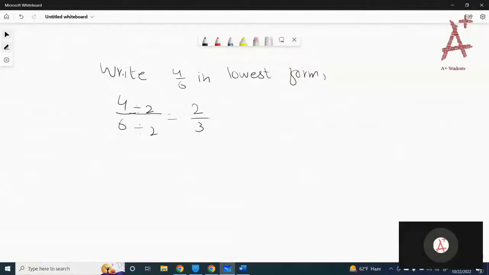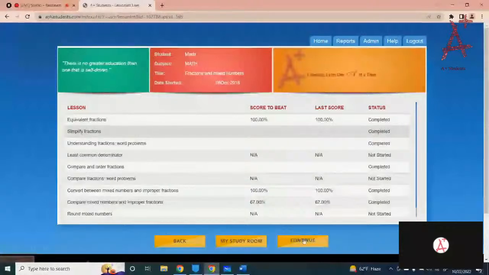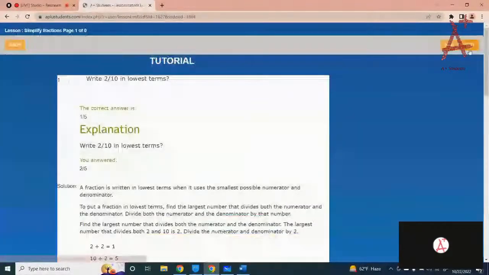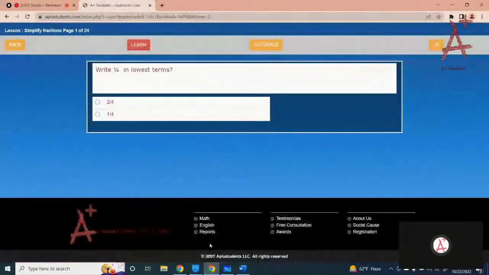Okay, on the top right corner we have a test button. Let's just start with the test. Write 1 by 4 in lowest form, lowest terms. You are given an example, you have to write 1 by 4 in the lowest form. You just have to find the greatest number that can divide both numerator and denominator. Got it?